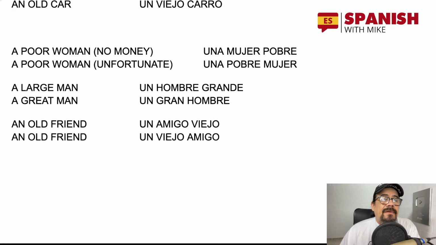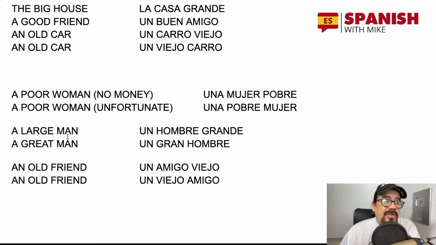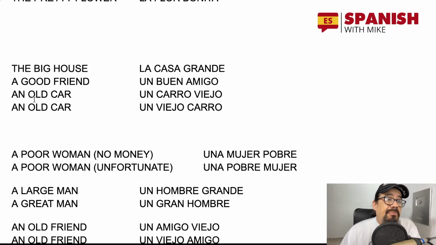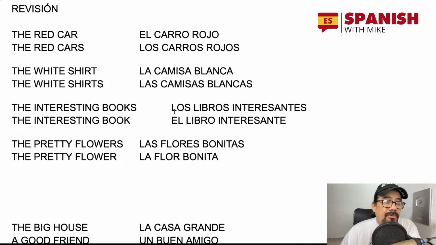So we have comparative, superlative, we have changing of meaning based on placement, we have placement depending on meaning, we have gender number agreement. And this, ladies and gentlemen, is how adjectives in Spanish work in a nutshell. So that's basically it for tonight. Just a quick review.